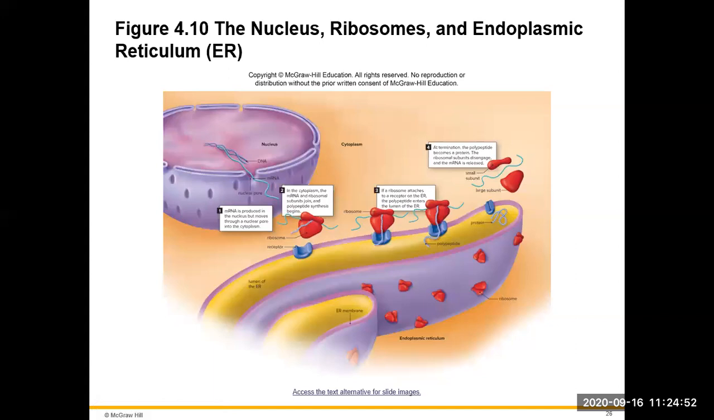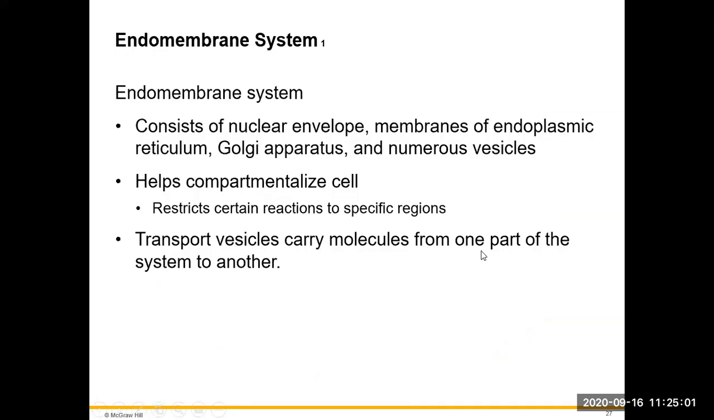This is how the nucleus looks with the ribosomes and the endoplasmic reticulum, which is this one. The endomembrane system has four components. One is the nuclear envelope, or the outer portion of the nucleus. Then we have the endoplasmic reticulum, which includes both the smooth and rough endoplasmic reticulum. The third one is the Golgi apparatus, and the last one is vesicles.